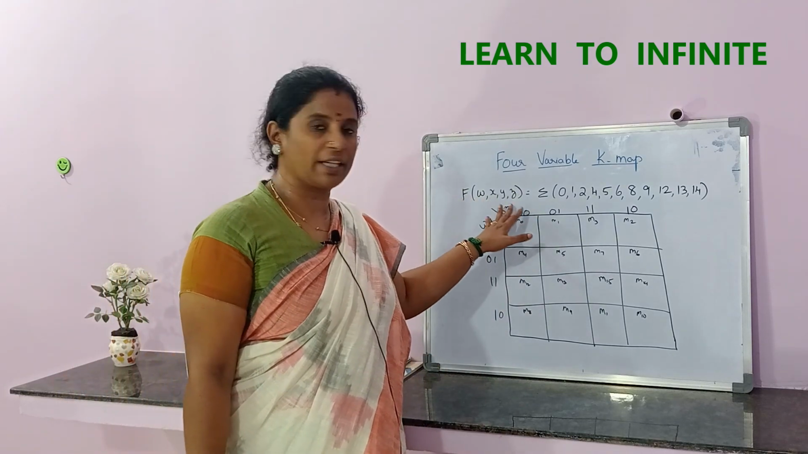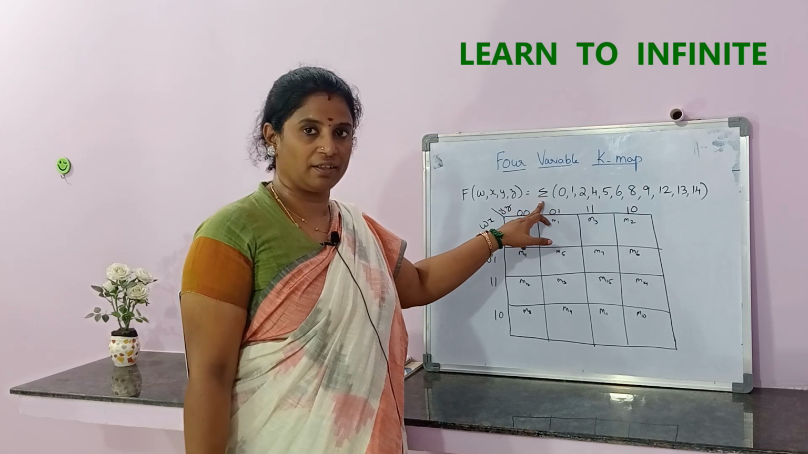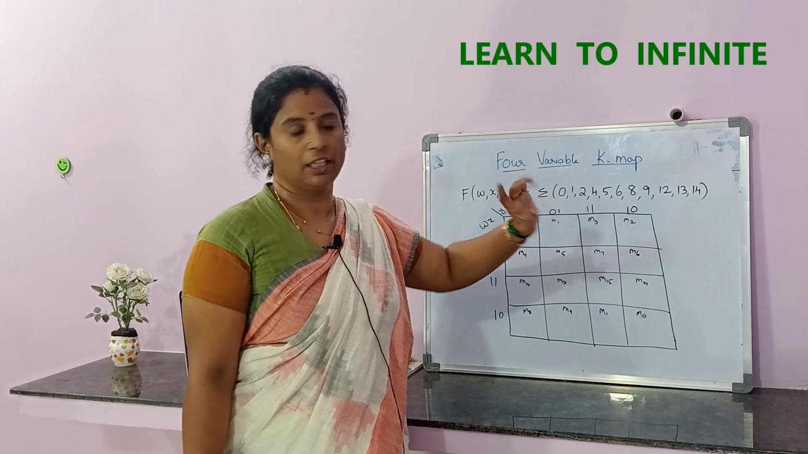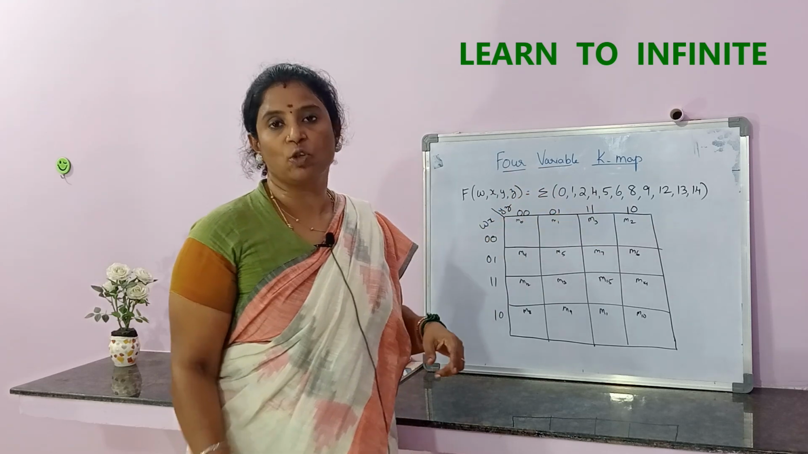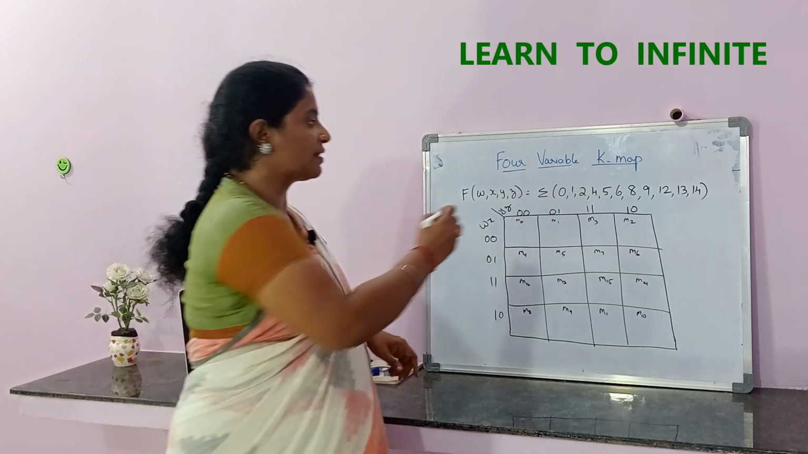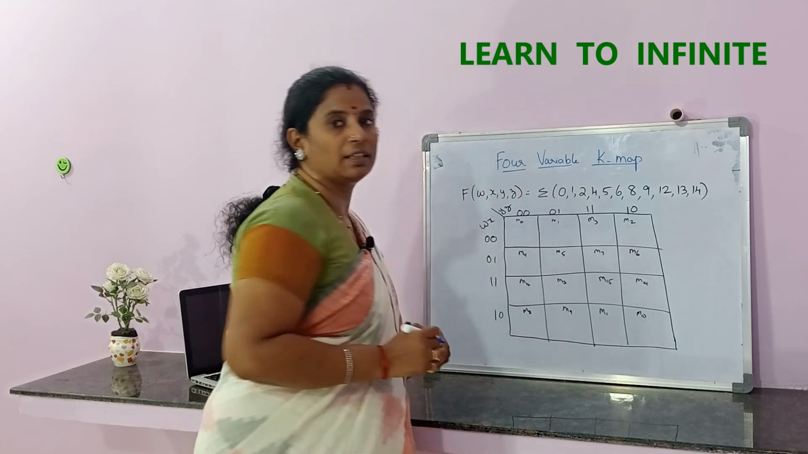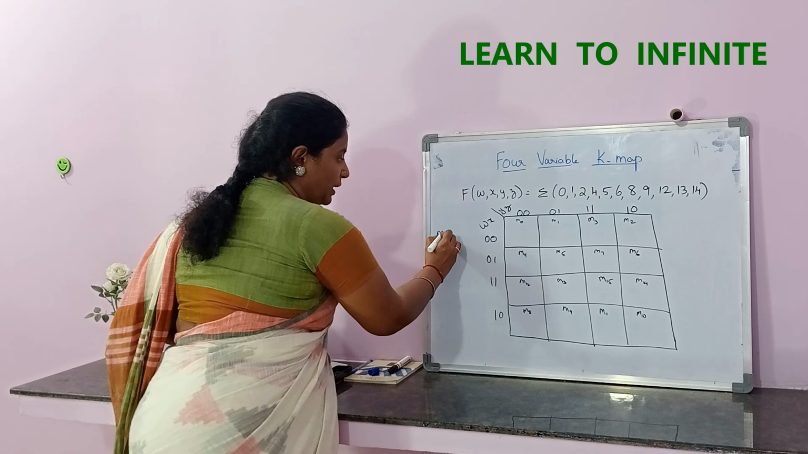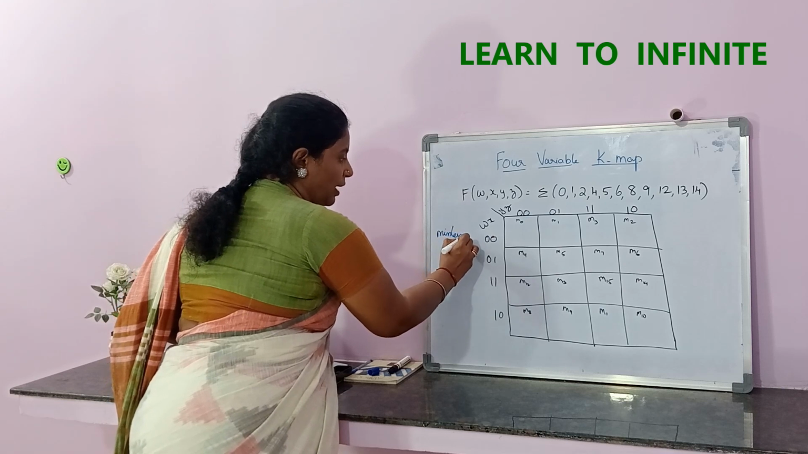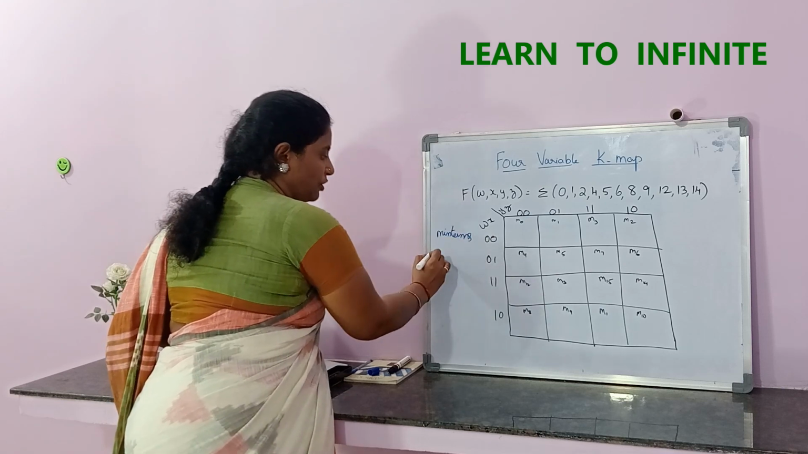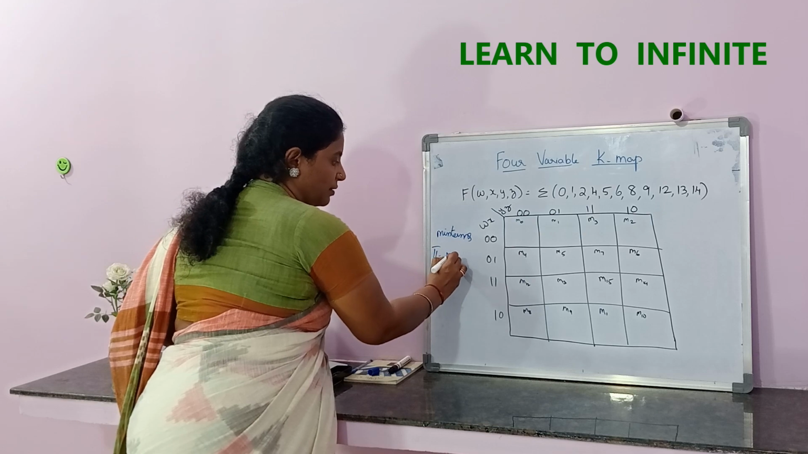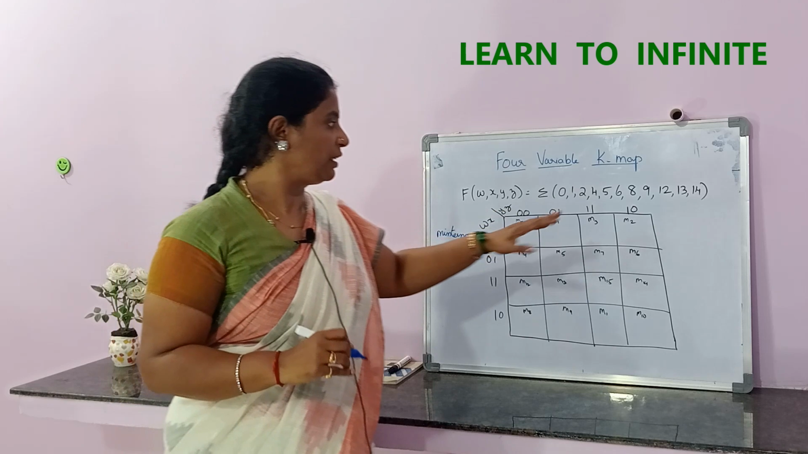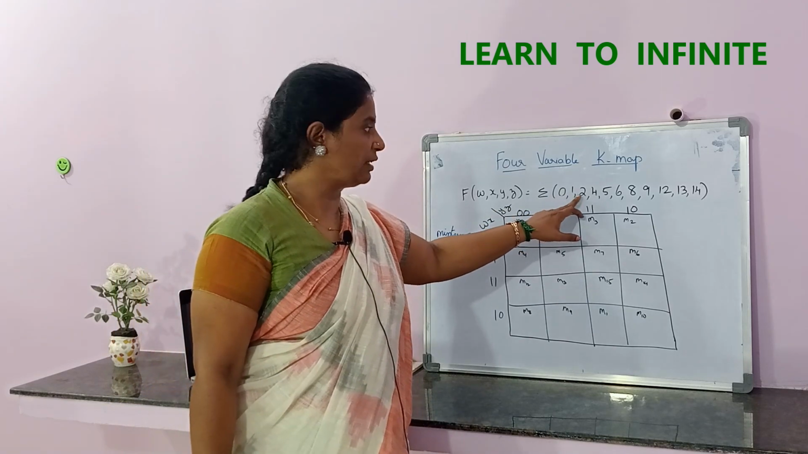So it is f of wxyz is equal to summation 0, 1, 2, 4, 5, 6, 8, 9, 12, 13, 14. So what is this called as? Whenever you see the summation signature, you call it as min terms. So the summation refers to min terms, okay? And the product refers to max terms, right?